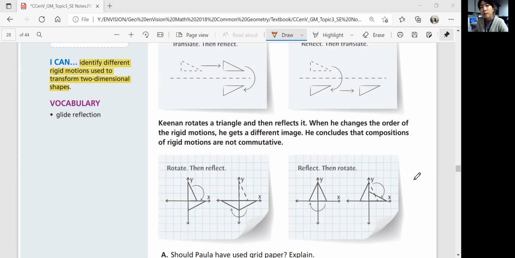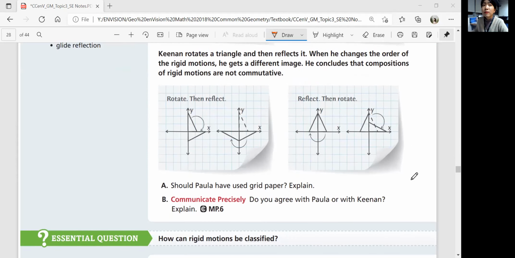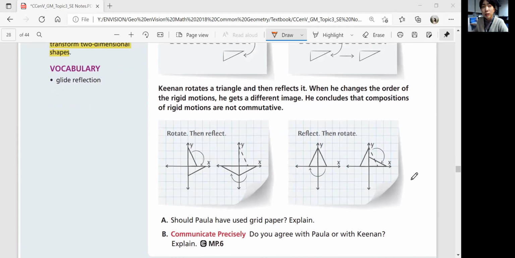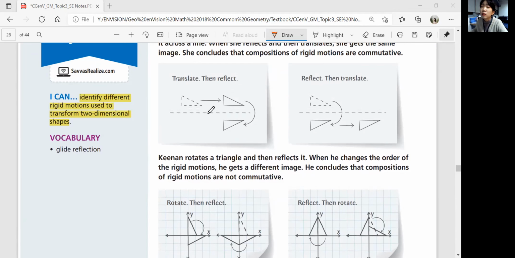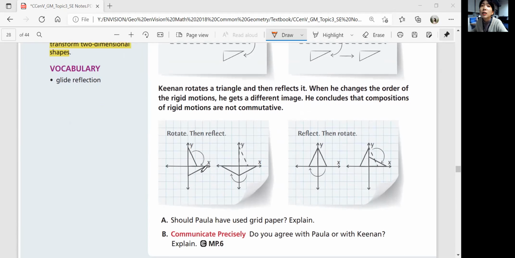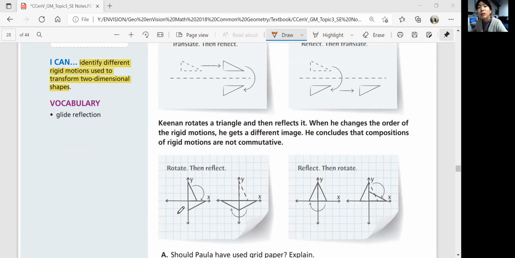So part A: Should Paula have used grid paper? Explain. Part B: Do you agree with Paula or with Keenan? Explain. Think about these questions and let's see what you think. Should Paula have used grid paper? She noticed that her paper is just blank and Keenan used grid paper. So is it better to use grid paper like that?